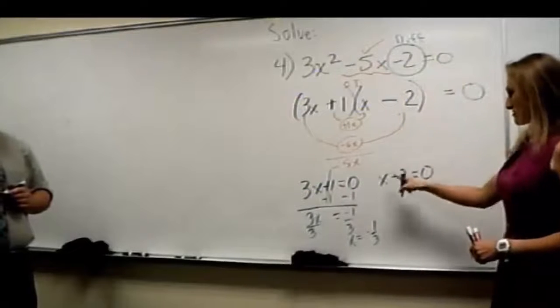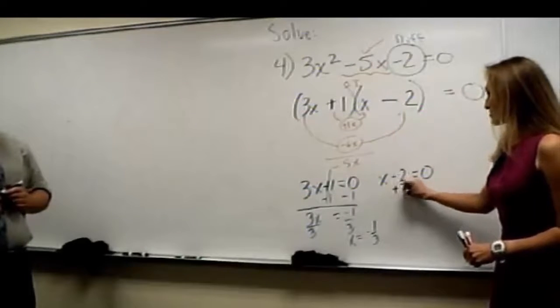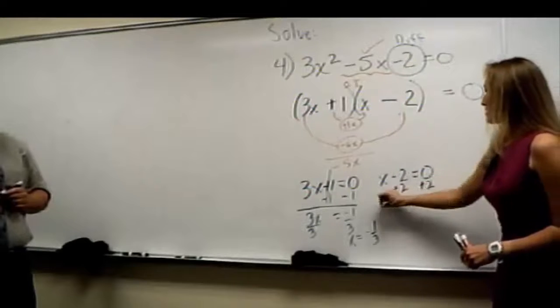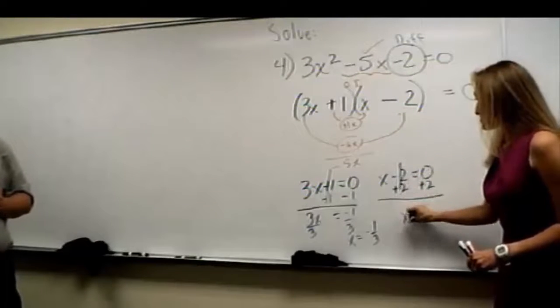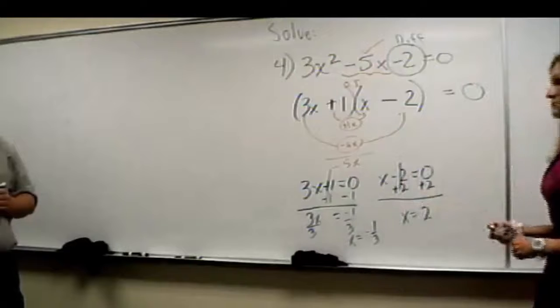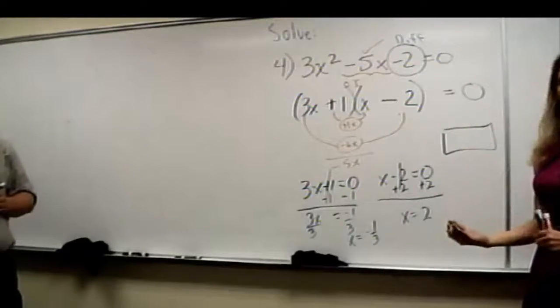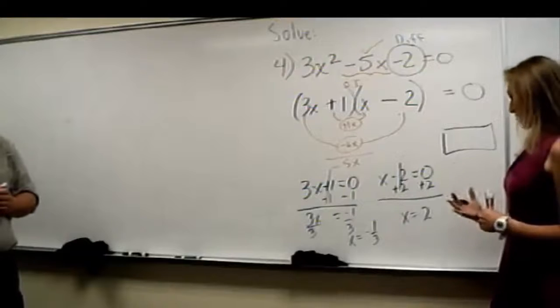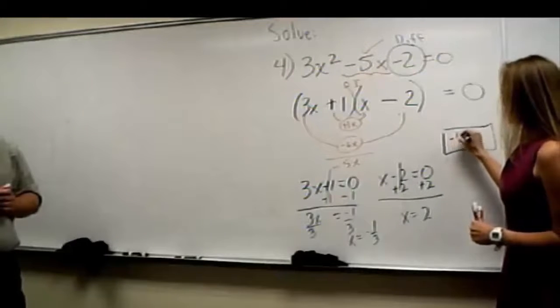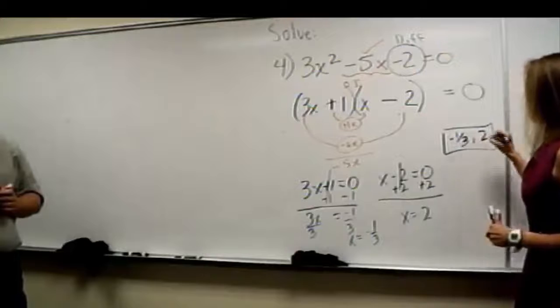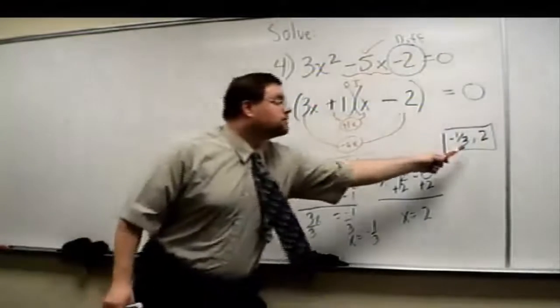The other one, since I'm subtracting 2, I'm going to add 2 to both sides. And then x is equal to 2. In my math lab, they give you a field. They'll often say solve and separate your answers with a comma. This will be the blue instructions underneath the problem. So your answers are -1/3, comma 2. And please don't forget your comma.